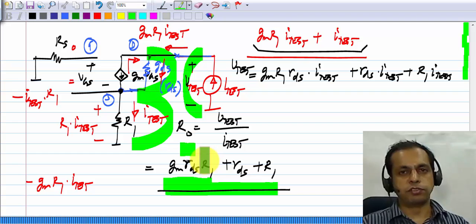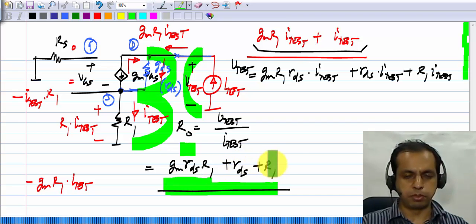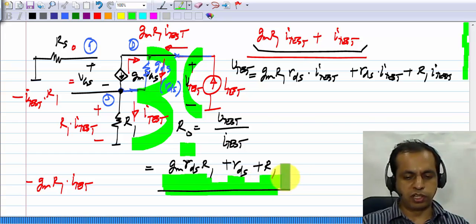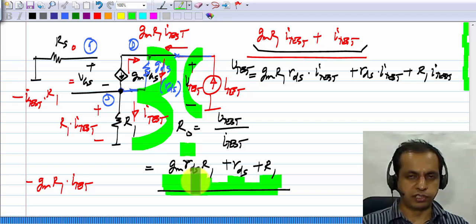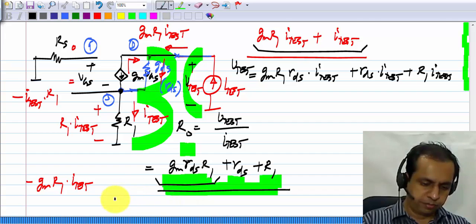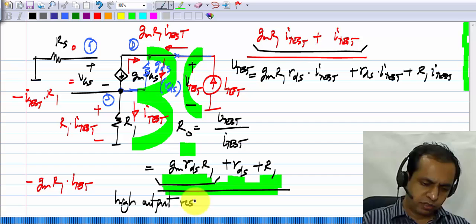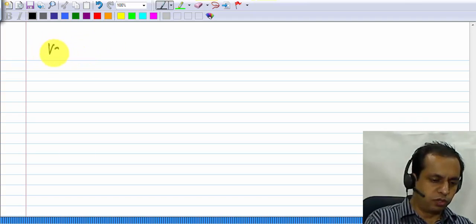The output resistance of just a single transistor is RDS. The output resistance here is GM R1 times RDS. And there are some extra terms here, RDS plus R1, but you can see that this number is much more than either of those. In most reasonable cases, the transistor is of course assumed to be in the saturation region. Okay. So this gives you a very high output resistance. Okay. So in summary, our voltage controlled current source.